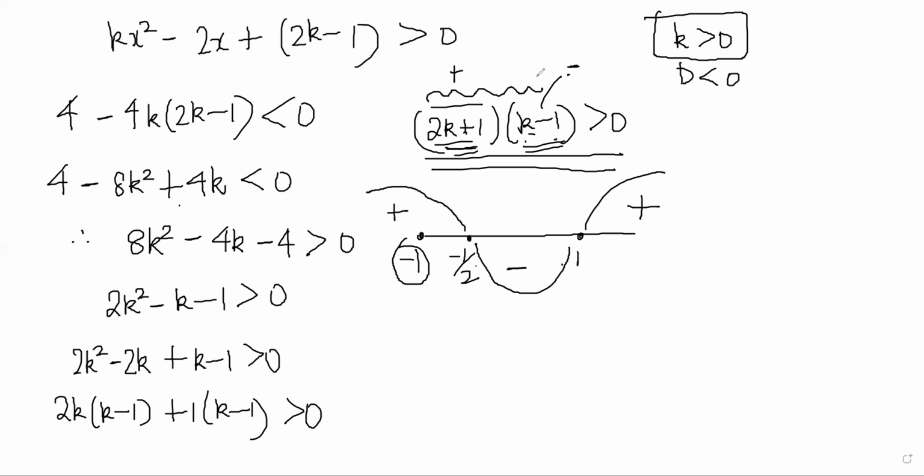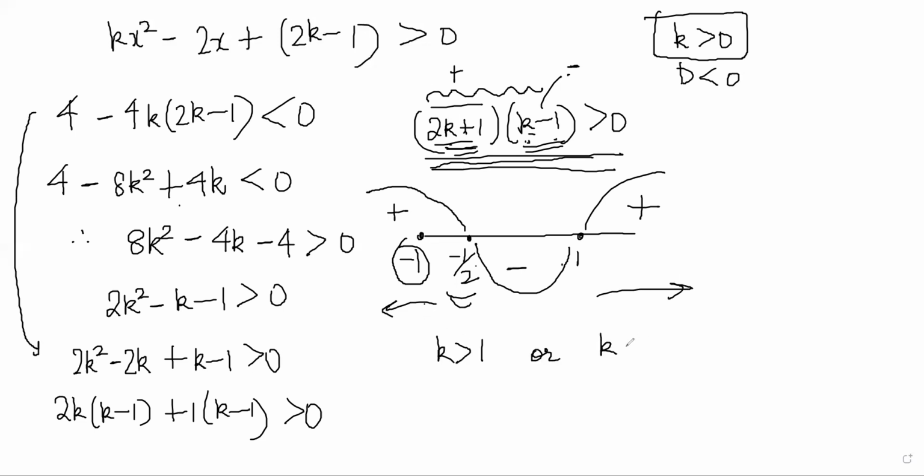So basically, I am trying to find the range of k for which the inequality is true. This inequality is basically a product of two factors, and the two factors have to overall be positive. So it can either be both positive or both negative. Both negative will happen for any value less than minus half, and both positive will happen for any value greater than 1. So solving this discriminant condition gives us the range k greater than 1 or k less than minus half.